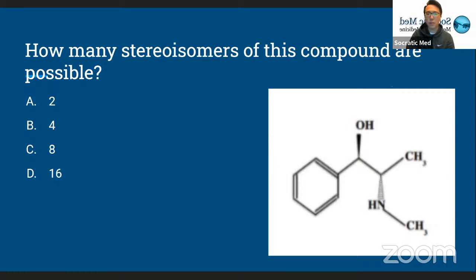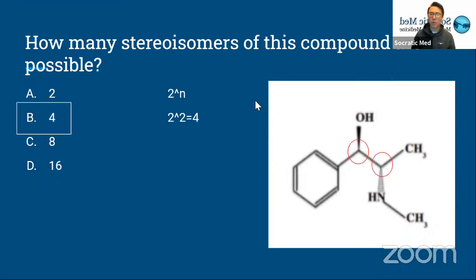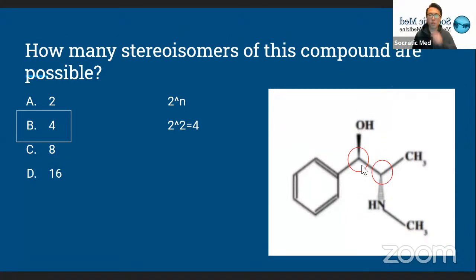Pretty spread out, but most people got it. The answer choice is B. As you can see, these carbons in the circle are the stereogenic centers. They have 4 different substituents bonded to the carbon. To find the possible stereoisomers, you use the formula 2 to the n, where n is the number of chiral centers. Since this molecule has 2 chiral centers, it would be 2 squared, so 4 different stereoisomers.